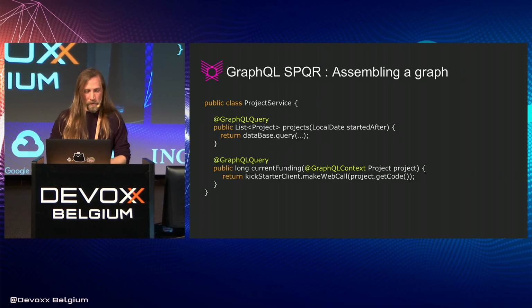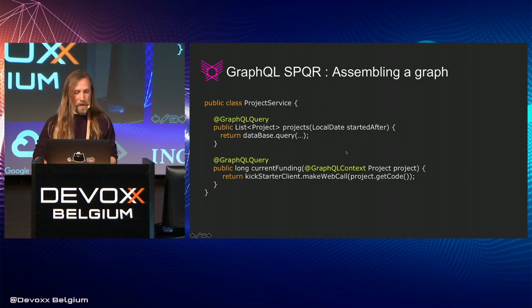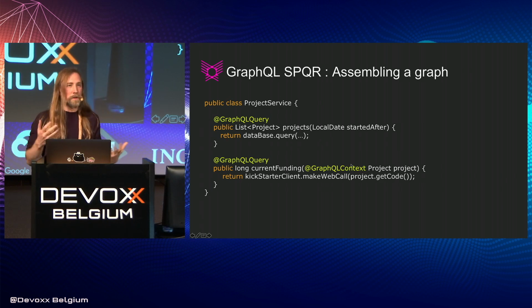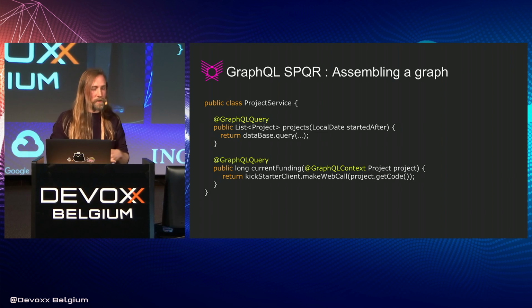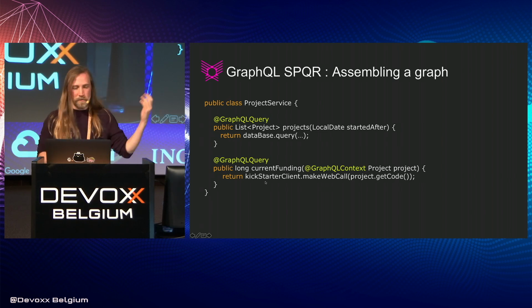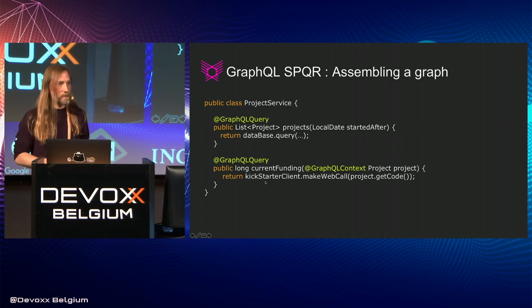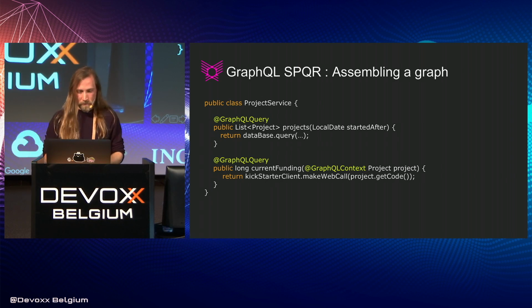It's a query like any other, annotated as usual, except that it has this context thing, which means it will be nested inside of project. This is how you assemble a graph without messing up your data model. So now the logic for fetching this value is in the service where it should be, where the rest of the logic is, and your project is untouched.